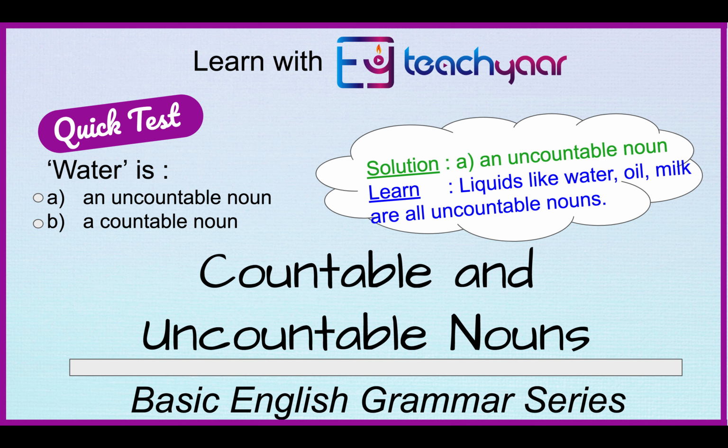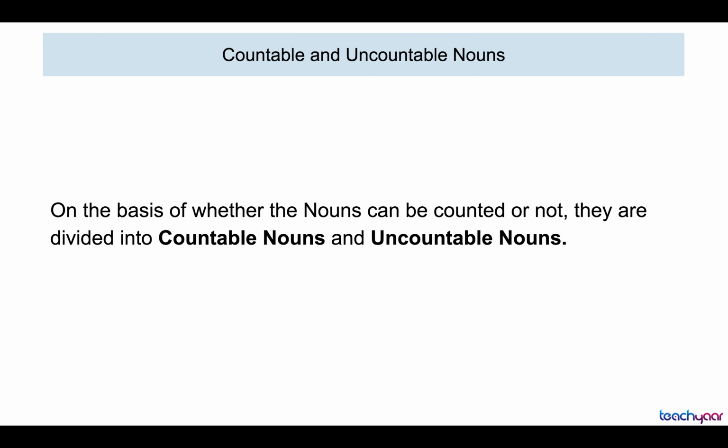Hello. In earlier videos, we discussed the various types of nouns like common noun, proper noun, collective noun, and abstract noun. In this video, we will discuss yet another classification of nouns, countable and uncountable nouns. We'll first take up countable nouns. Countable nouns, as the name suggests, are nouns which can be counted like 1, 2, 3 and so on.